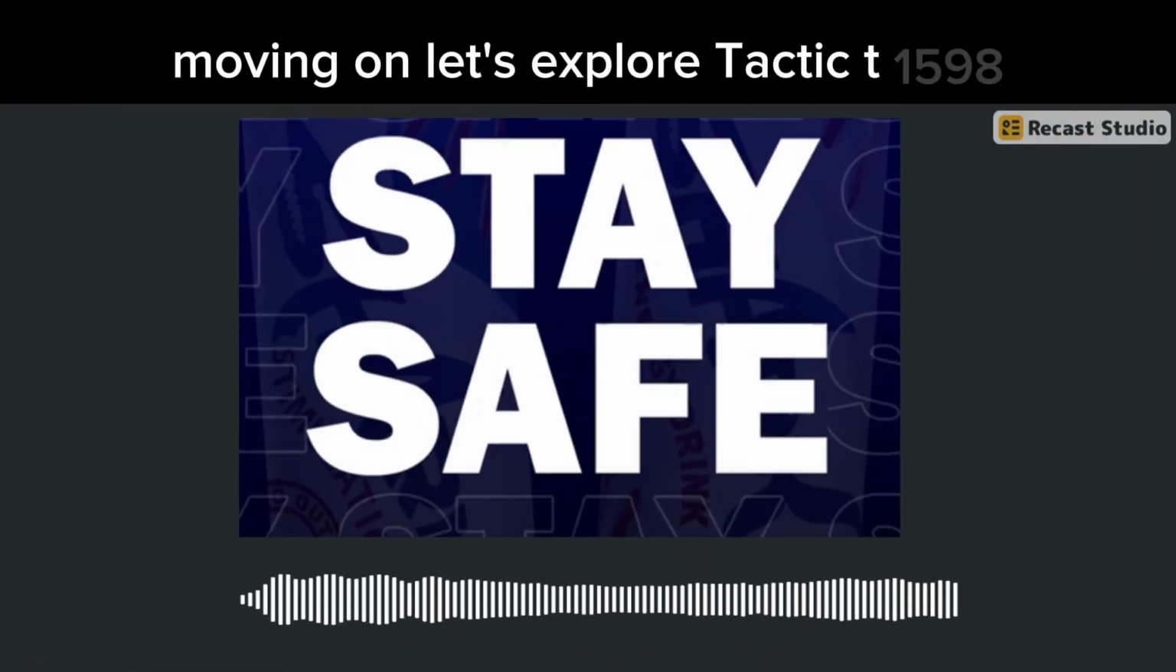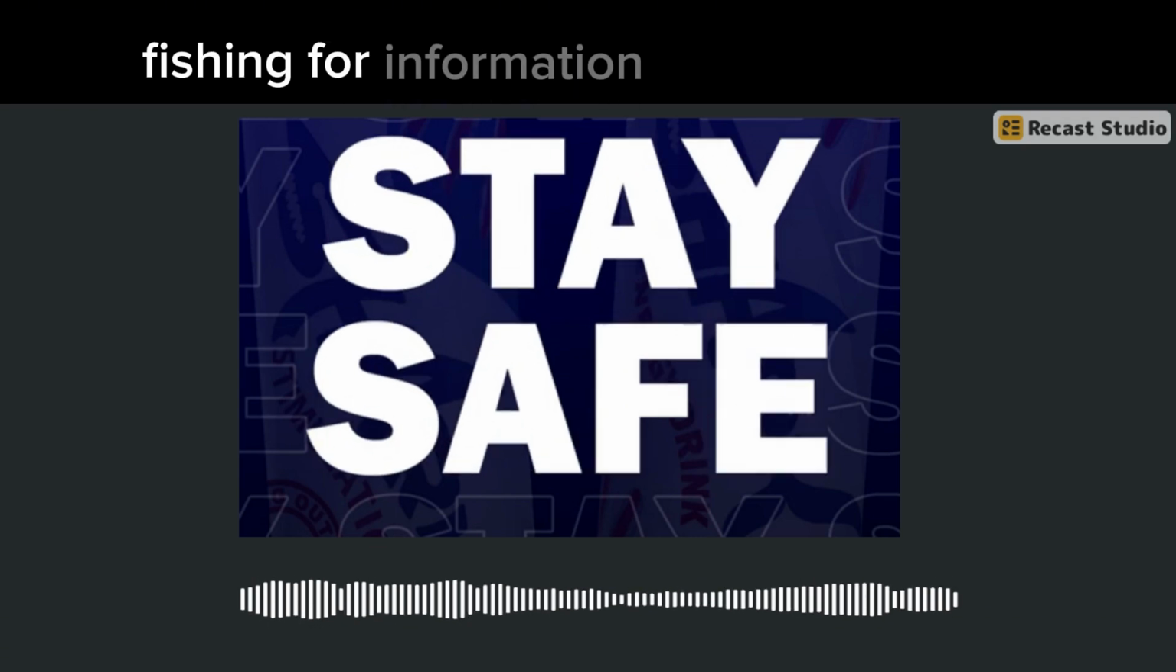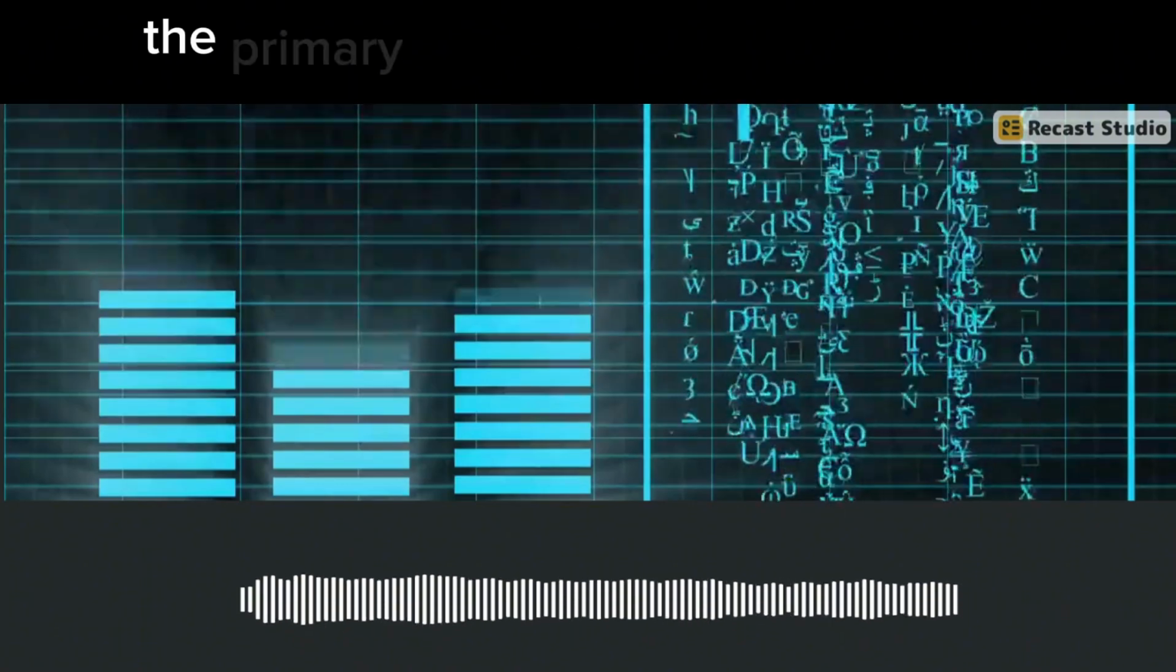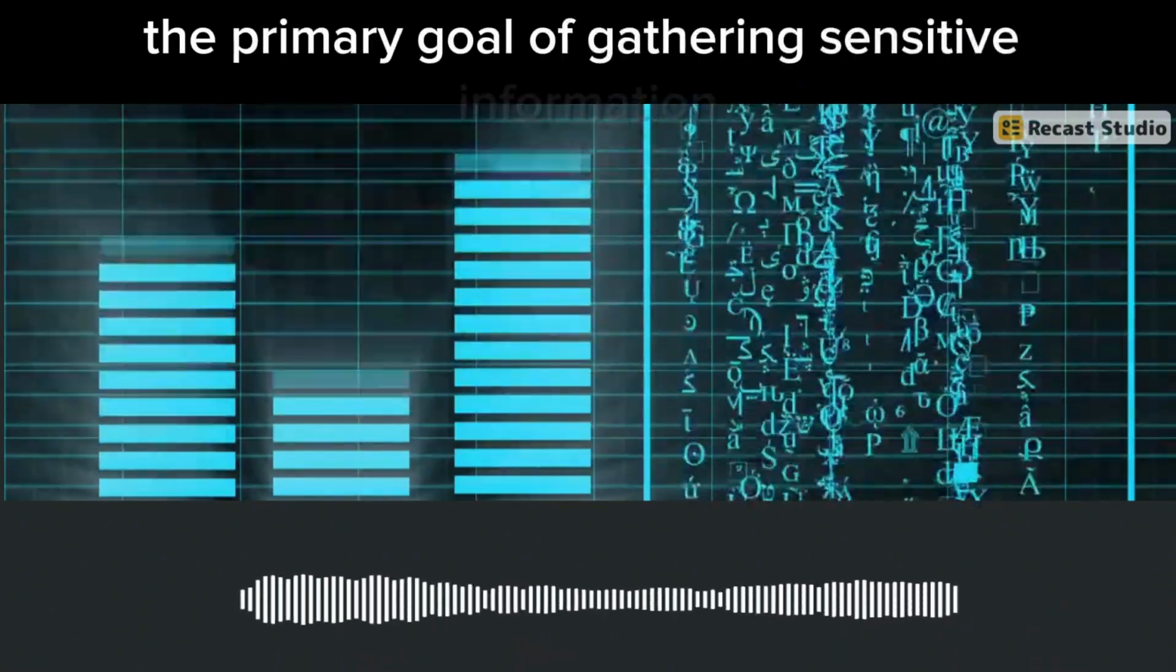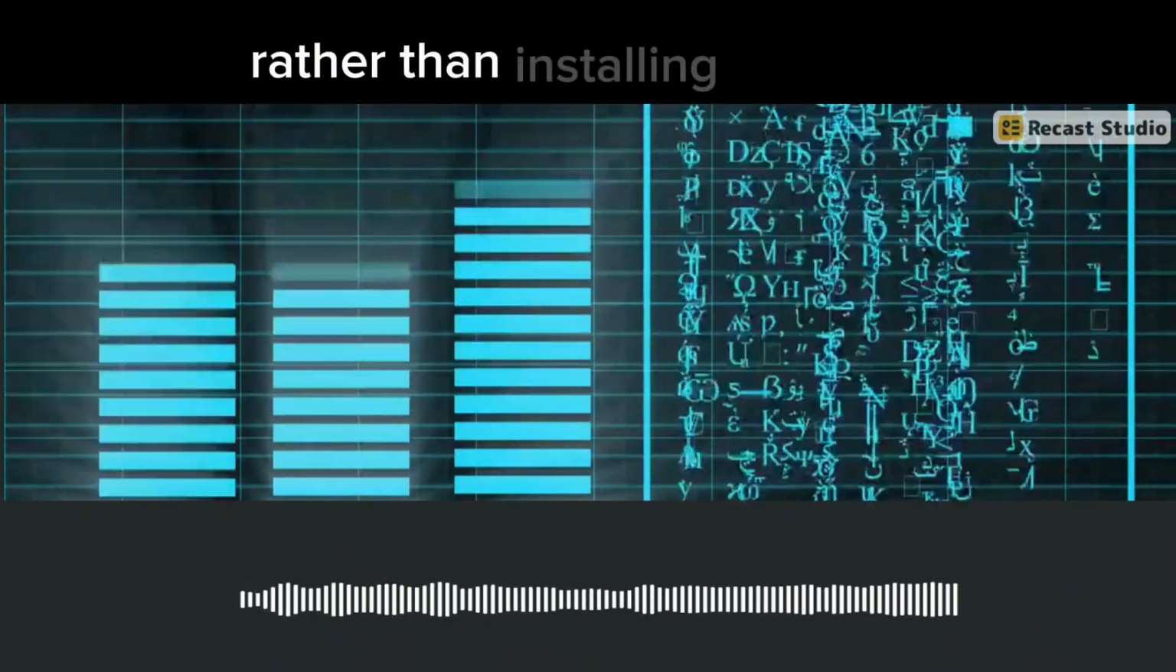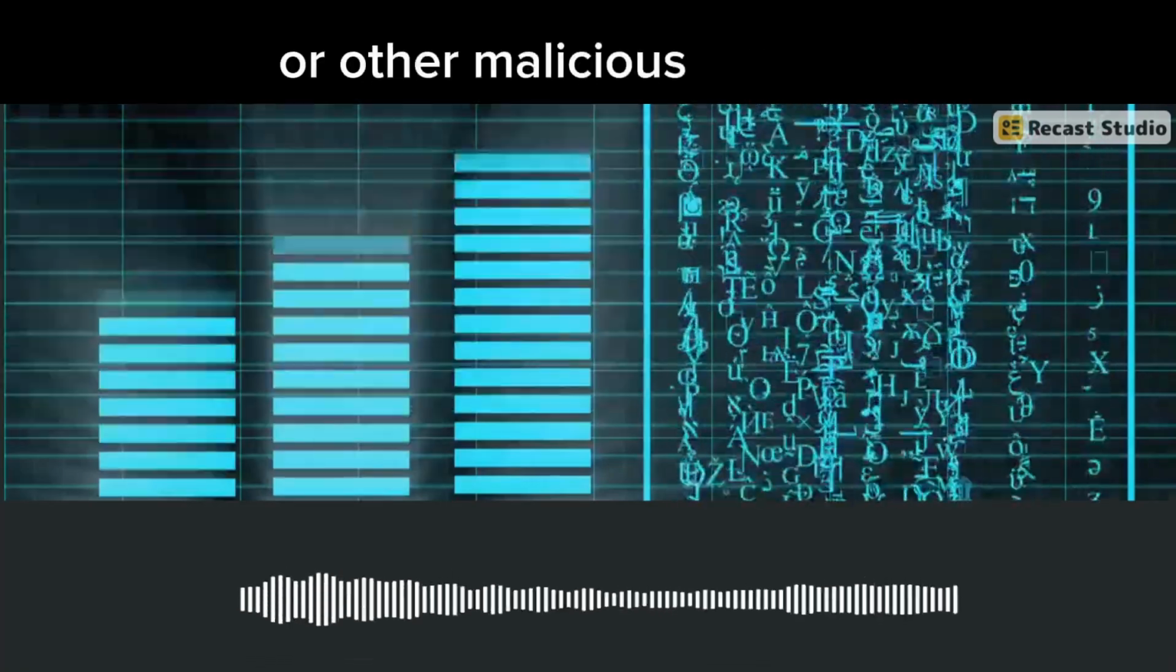Moving on, let's explore tactic T1598, phishing for information. In this technique, adversaries use phishing messages with the primary goal of gathering sensitive information from the target rather than installing malware or other malicious software.